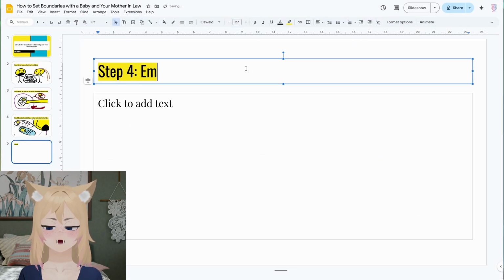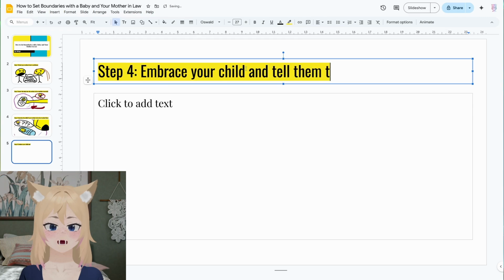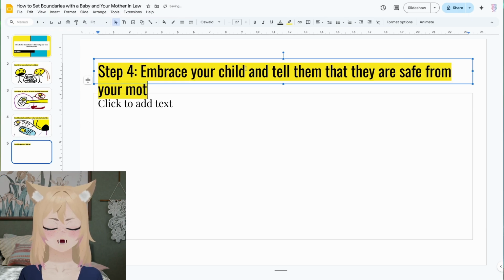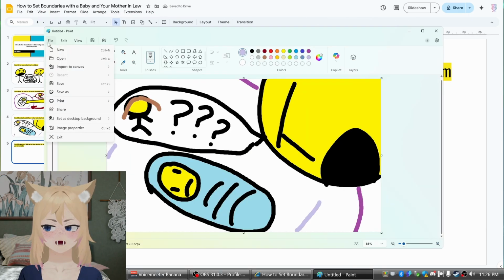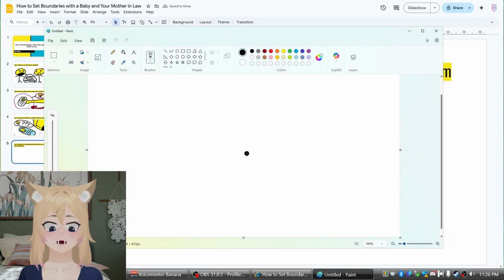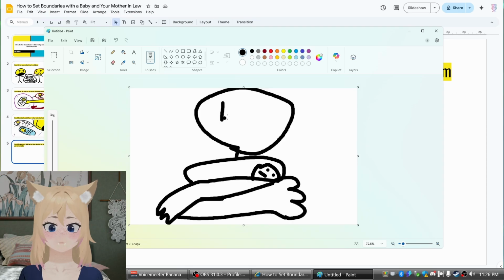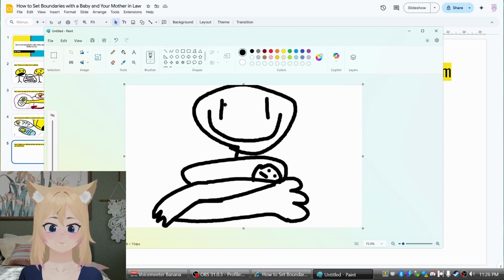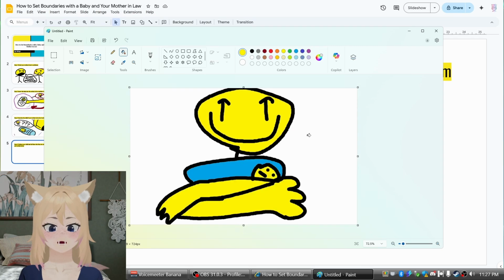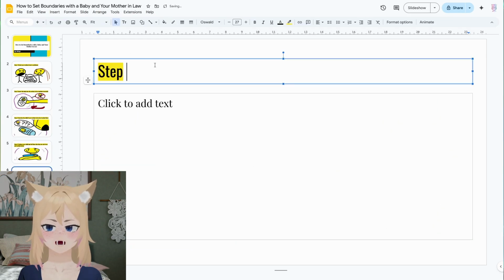And now, step 4, embrace your child and tell them that they are safe from your mother-in-law. Now you must comfort your child after you have questioned them, bad cop style. Question the child and then embrace the child. Very happy because your child is safe. There you go, that's you, happy. Kind of looks like one of those old Roblox noobs, but whatever. I don't judge if you're a noob or not. I don't care. And now, finally, step 5.